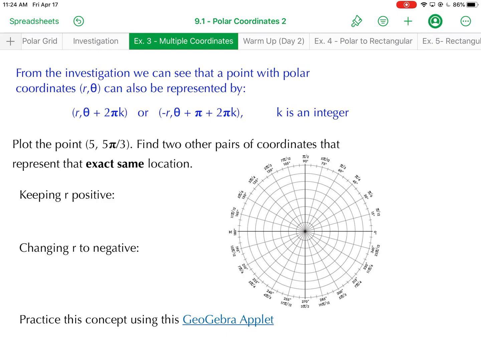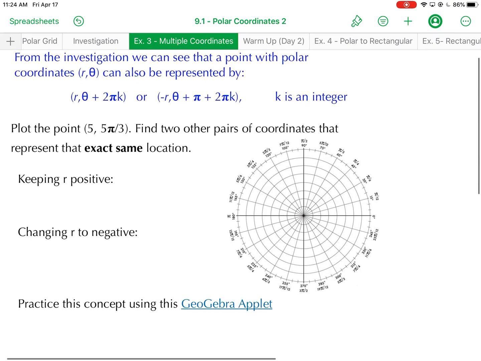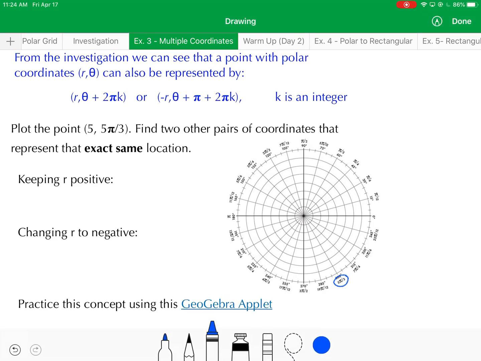All right, so we have an example to kind of drive this home here. Plot the point of 5 pi over 3. That would place us right here, 5 pi over 3, so 1, 2, 3, 4, 5 units off of it would put that point right there. So let's find two other pairs of coordinates that represent the exact same location.